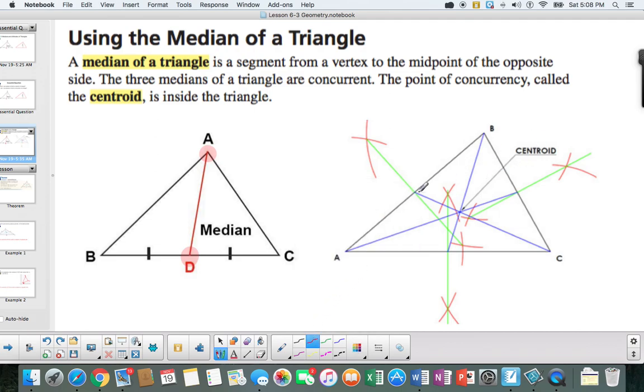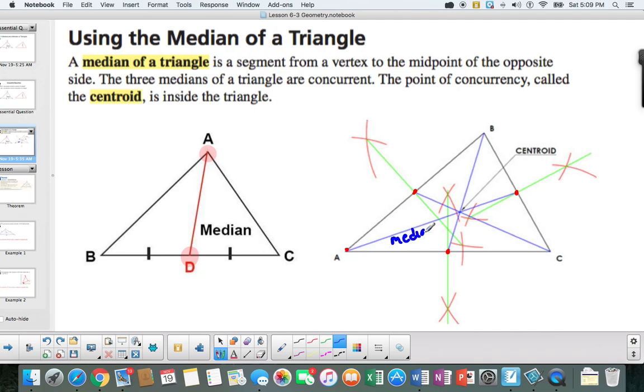Now let's take a look at this midpoint, and this is also a midpoint, and this is also a midpoint. These are all created by the perpendicular bisector. When we connect the vertex to that midpoint, this blue line is called a median. Vertex to the midpoint we call the median. So the three blue line segments are all called medians.